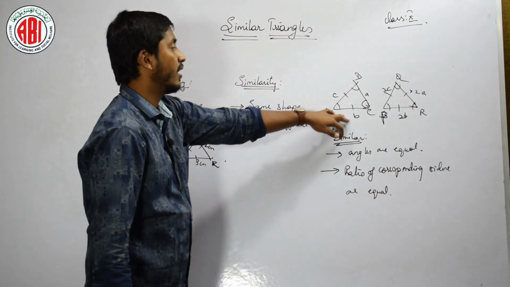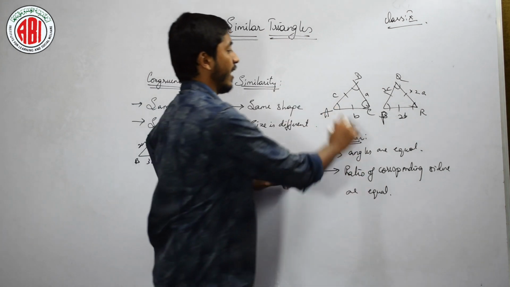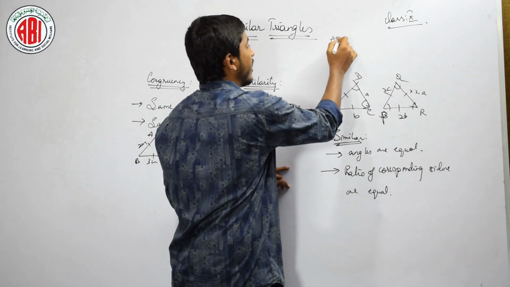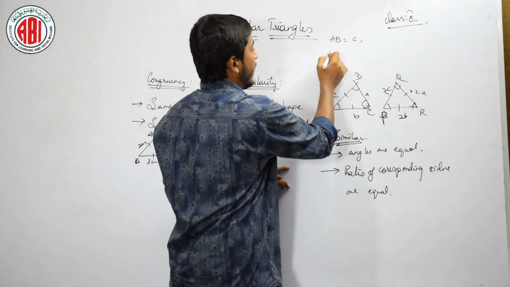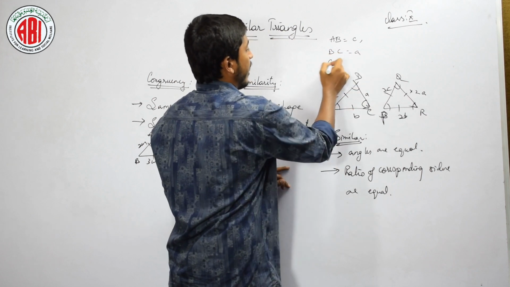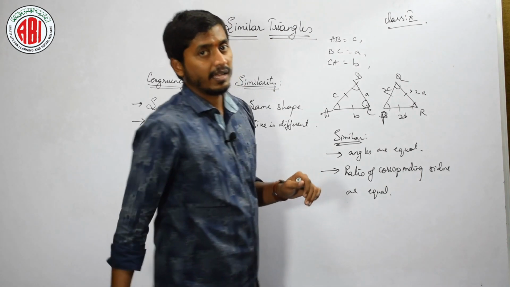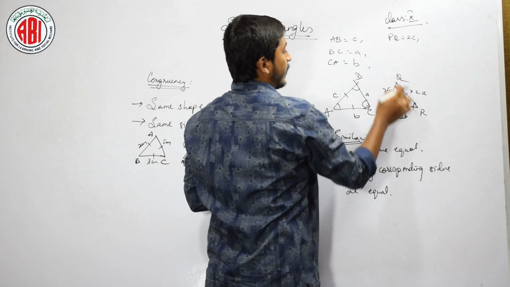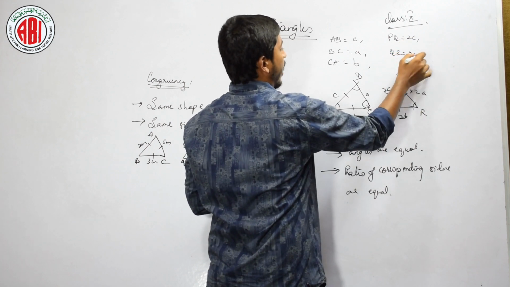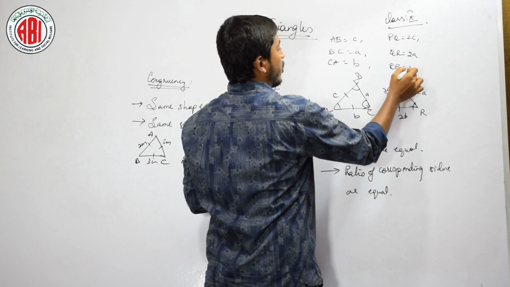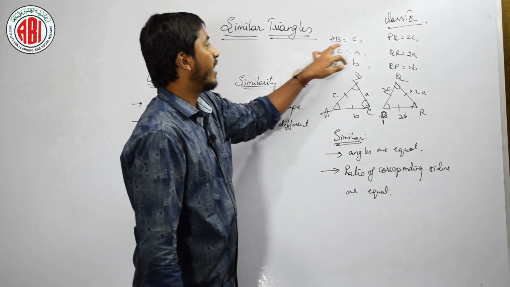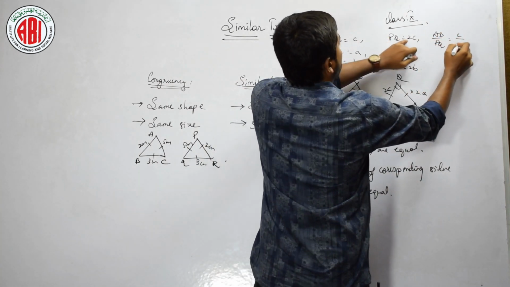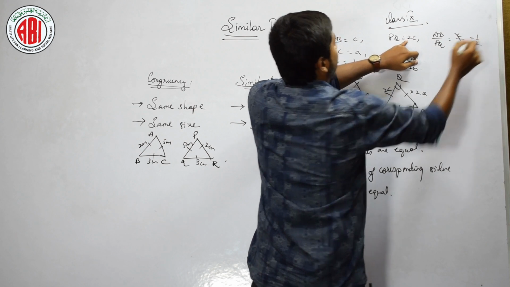For example, if you see here, there are two triangles, triangle ABC and triangle PQR. Let us write each and every term. What is AB here? AB is C, BC is A, CA is B. Let us take PQR. PQ is 2C, the next QR is 2A, the next RP is 2B. Now divide AB by PQ. Here it is C, here it is 2C. If I cancel C, I get 1 by 2.